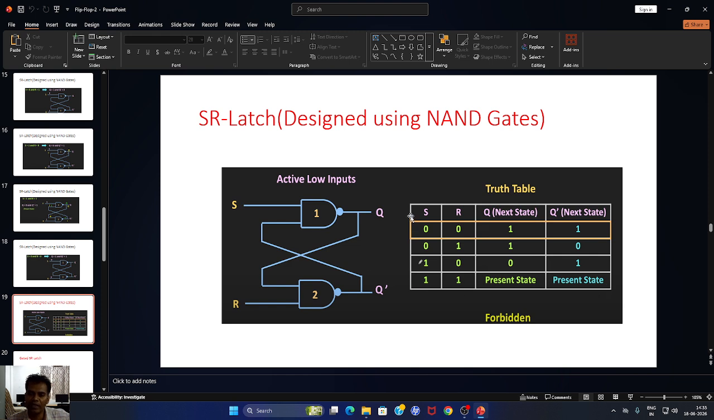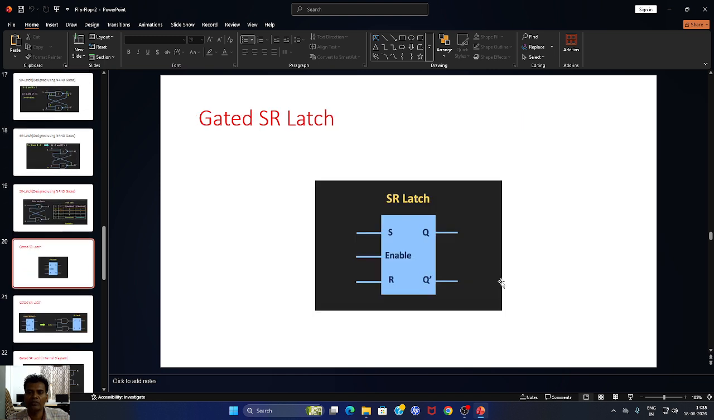So likewise, I consolidated all the values in tabular form. This table I am calling the truth table. This truth table illustrates the functionality of this SR latch, which is built using NAND gates. Okay, S 0 and R 0: both outputs of the SR latch are the same, meaning 1 1. This is forbidden. S 0 and R equal to 1: next state is equal to 1. S 1 R 0: next state is equal to 0. S 1 and R 1: next state is the same as the present state.